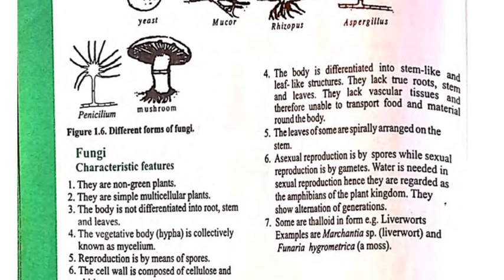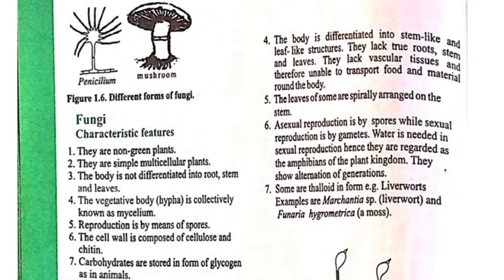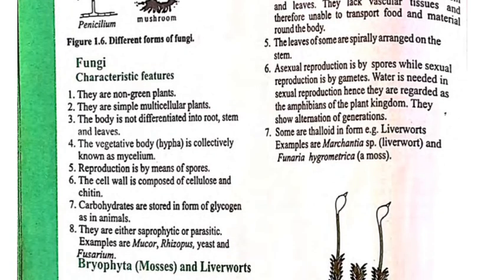Now we have fungi. Characteristic features: they are non-green plants, exactly why they are being taken out of the plant kingdom and given their own kingdom in the new system of classification. Number 2, they are simple multicellular plants. Yes, their body is not differentiated into root, stem and leaves. The vegetative body, the hyphae, is collectively known as mycelium. Reproduction is by means of spores. The cell wall is composed of cellulose and chitin. Carbohydrates are stored in the form of glycogen as in animals. They are either saprophytic or parasitic.